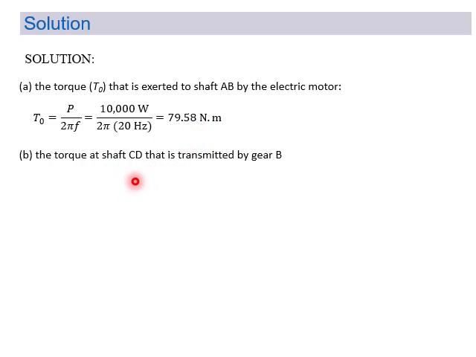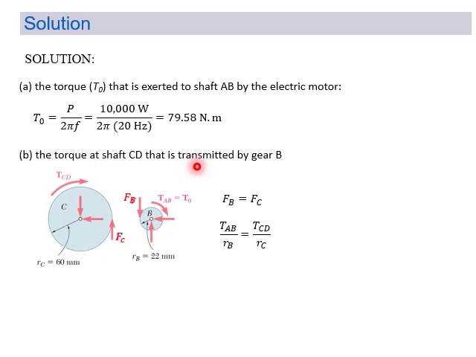And then for question B, you are asked to calculate the torque at shaft CD transmitted to gear B. To solve this, you need to understand the transmission relationship between gear B and gear C. What is the relationship between gear B and gear C? They are connected with FC and FB. As I explained in the class, FB and FC should be equal because they should be in equilibrium. So this is the relationship.